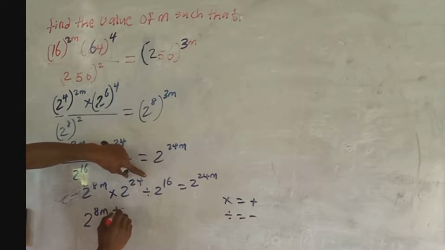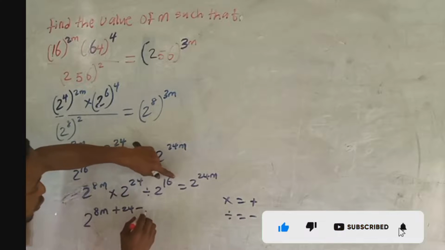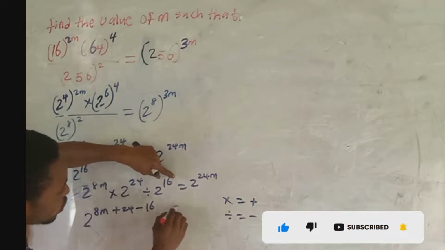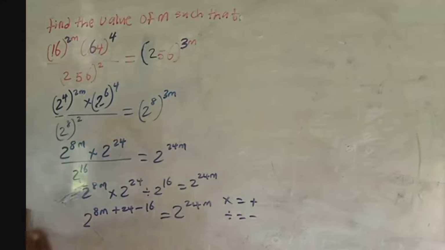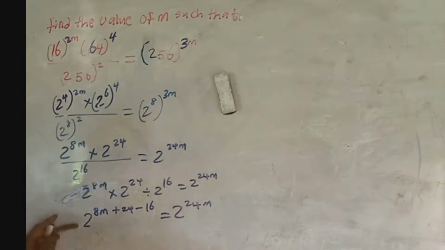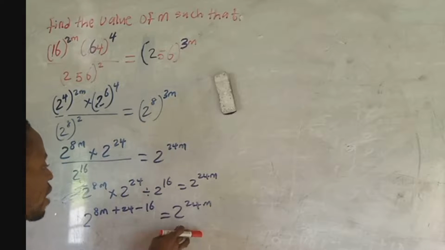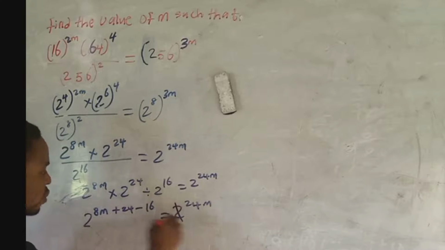This one, we have the index of 24. Division here, that's minus. Index of 16, equal to 2 raised to power 24m. So if you look at this one, let me bring this to the other side. We have base 2 here, and this side also has the same base, which is 2. So in this place now, we can cancel these 2.